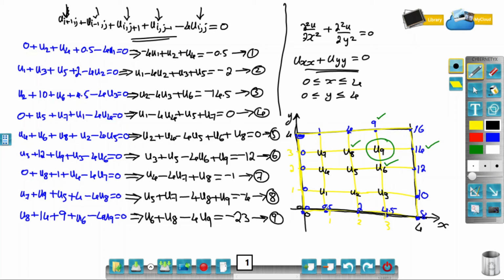So please note, we have 9 unknown variables and 9 equations. So by using either direct elimination method or iterative method, we can find the value of u1, u2, u3, u4, u5, u6, u7, u8 and u9.